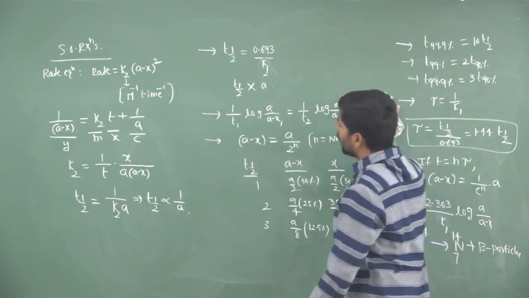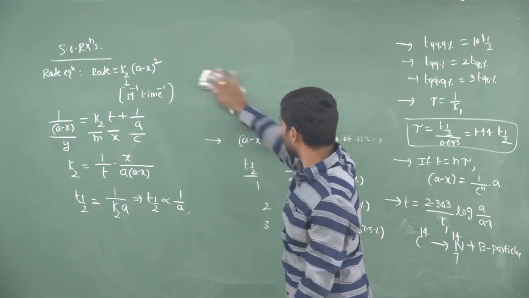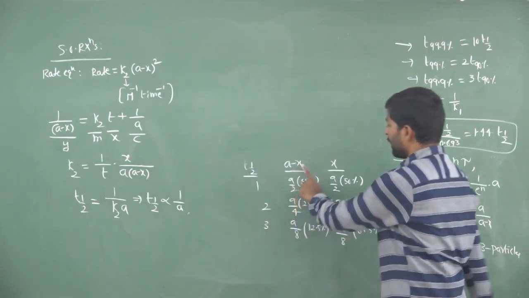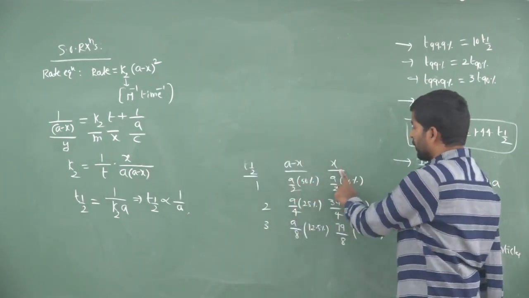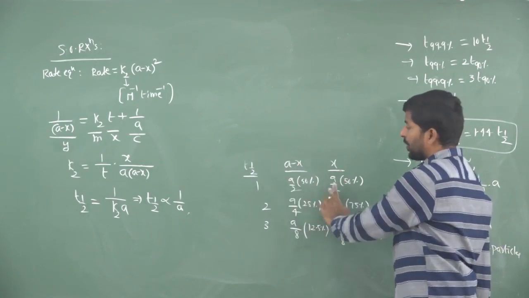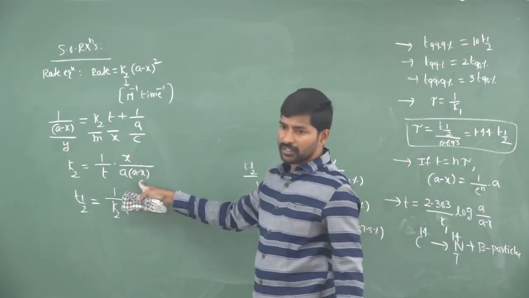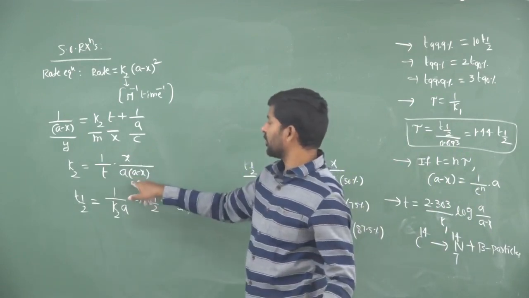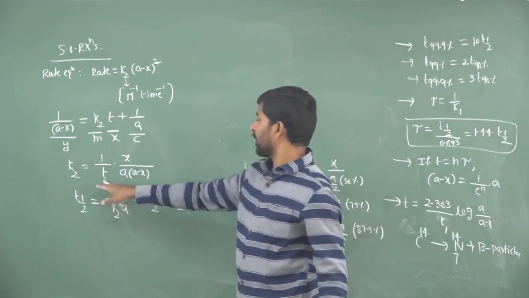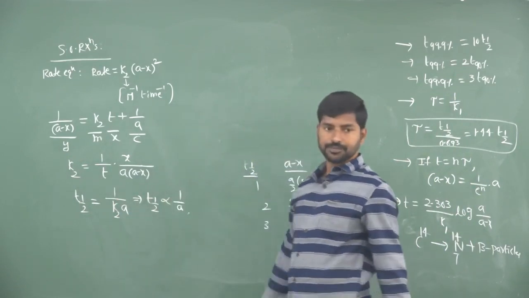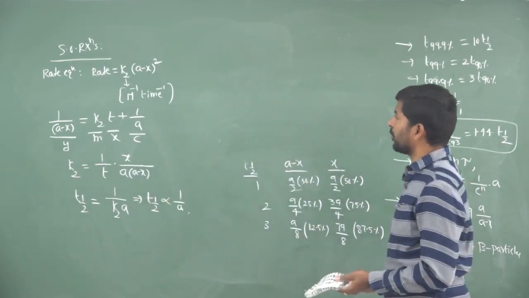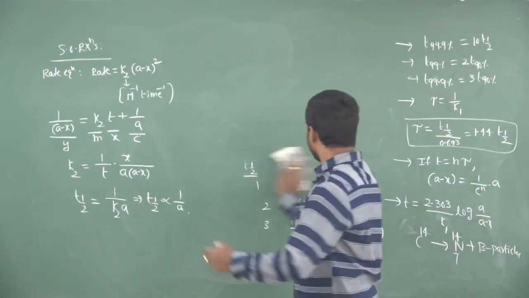And if you apply half-life conditions, what are the half-life conditions? After half-life, the remaining concentration is A by 2, and the product concentration is also A by 2. Those we have to substitute. x is A by 2, A minus x is also A by 2. A by 2, A by 2 gets cancelled. So we get t half is equal to 1 by K2A. Inverse relation we have.